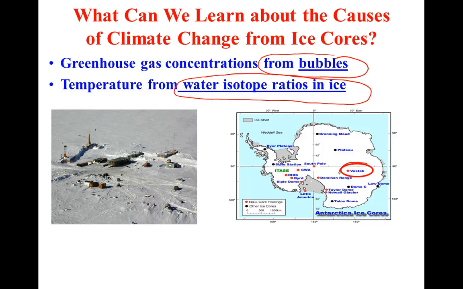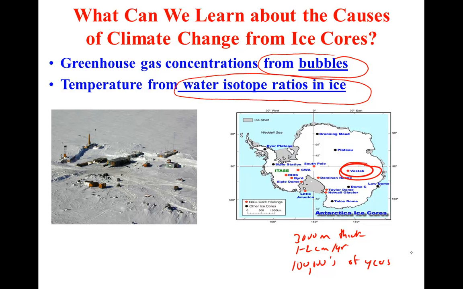Now, Vostok is in east central Antarctica, near the center of the Antarctic ice sheet. Here, the ice is about 3,000 meters thick. Ice is accumulating at a rate of about 1 to 2 centimeters per year. How long does it take to accumulate 3,000 meters of ice at 1 to 2 centimeters per year? Well, it takes a really long time, on the order of hundreds of thousands of years.